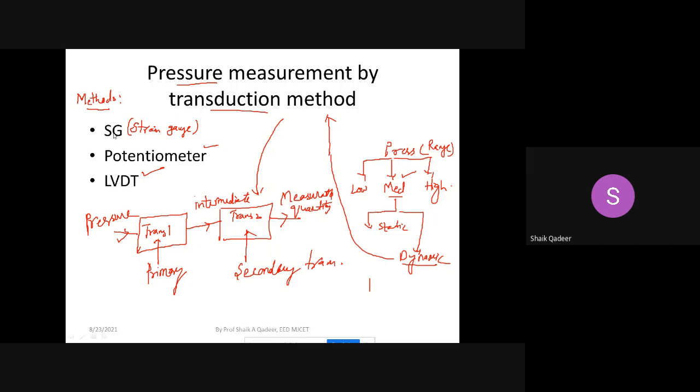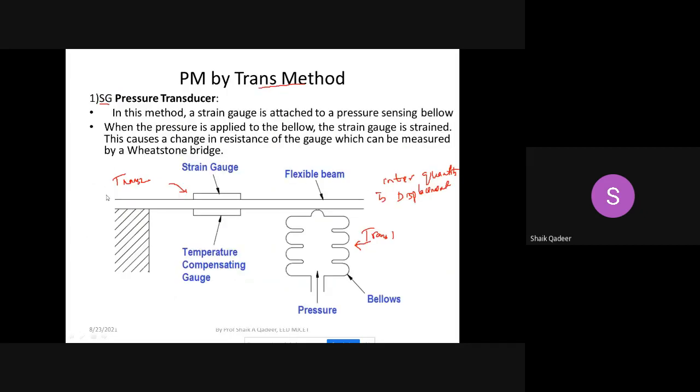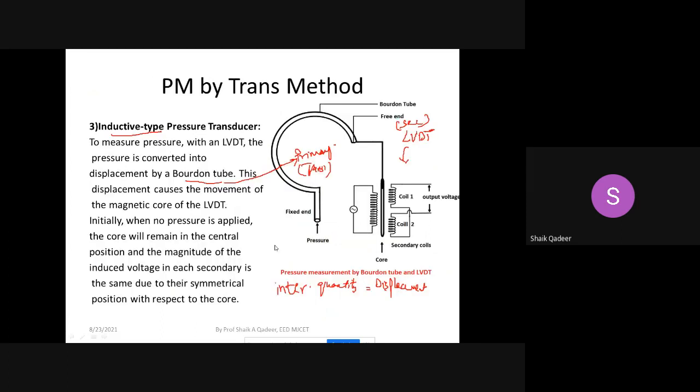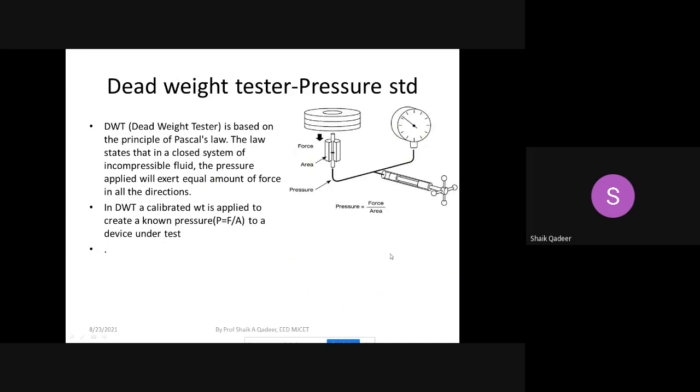Our syllabus mentioned these three methods to implement this transduction. First is strain gauge, second is potentiometer based, third setup is LVDT based. We have seen the strain gauge method using this slide. We have seen the potentiometer based method using this slide. We have seen the LVDT based method using this slide. Hope it is clear to everybody. Yes, sir.